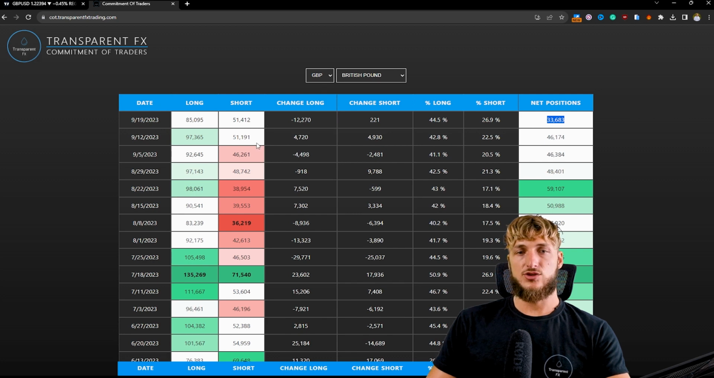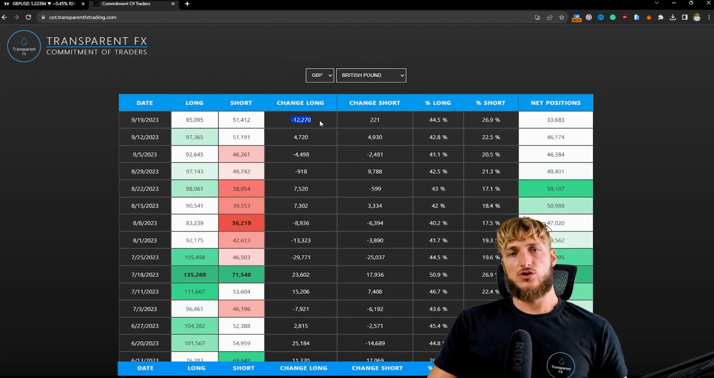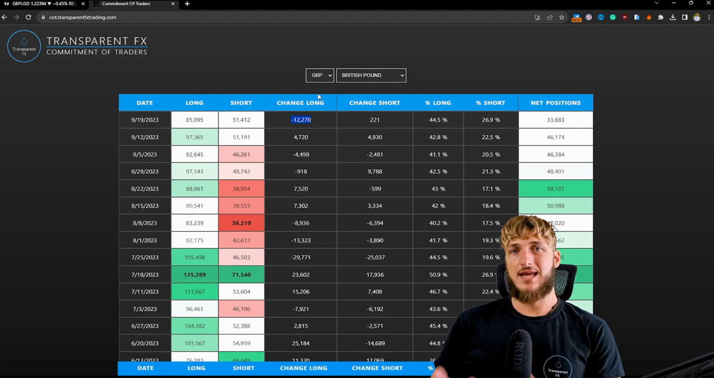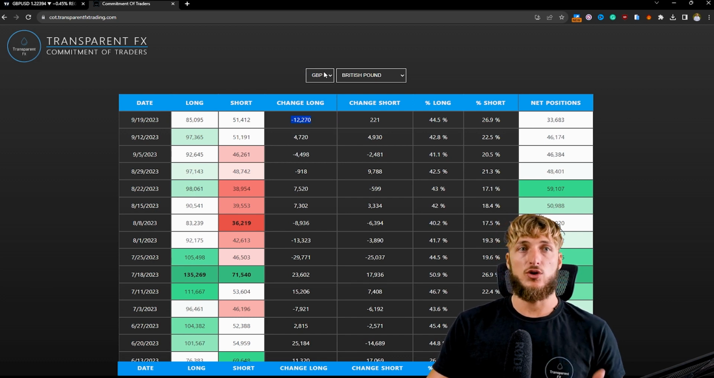This means that essentially institutions have been increasing their shorts and decreasing their longs with the last reports, going in fact from having 36.2k shorts all the way up to 51.4k shorts, and longs got decreased from 135k all the way down to 85k. We can also notice 200 shorts added with the last report and 12,000.2k longs getting closed. So institutions with the last reports have been moving to the bearish side for the GBP, meaning to the bearish side of GBPUSD.